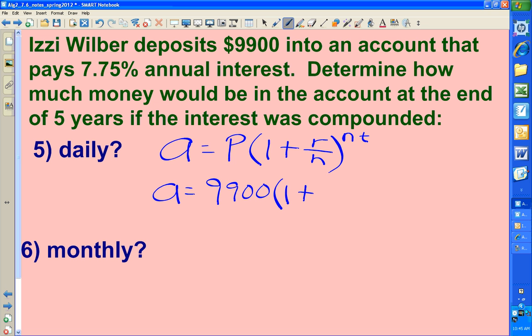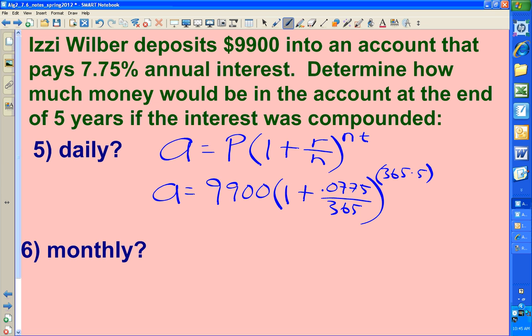We're looking for A to equal 9,900 times (1 plus 0.0775 divided by 365) to the 365 times 5 power. Izzy is depositing $9,900 at 7.75% for 5 years. Would you expect her to have more or less than $20,000 at the end of this investment?